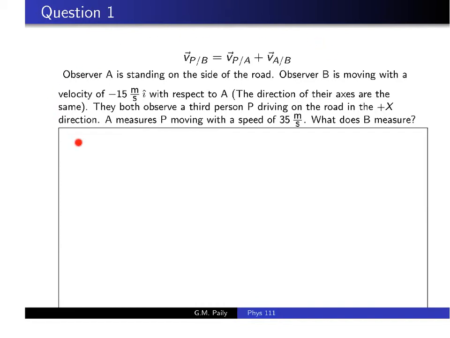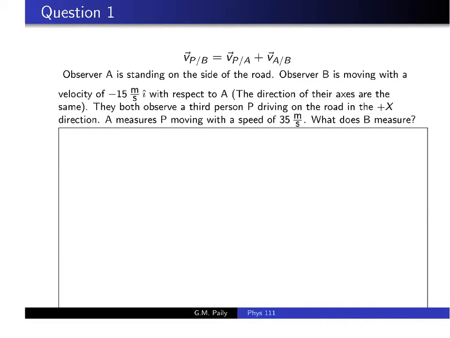Try using this equation with the information given to you. Remember, the velocities are vectors. Try using that all together and solve this problem. We will now look at the solution.